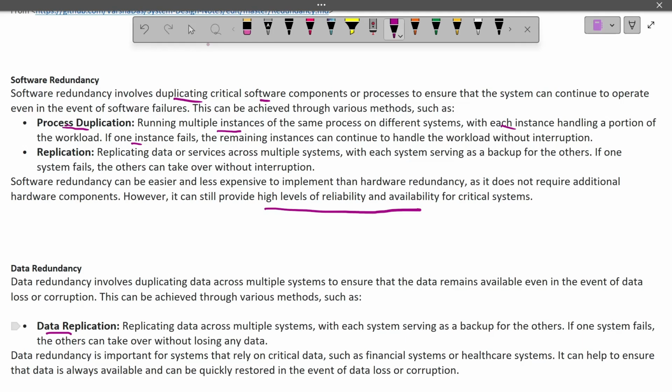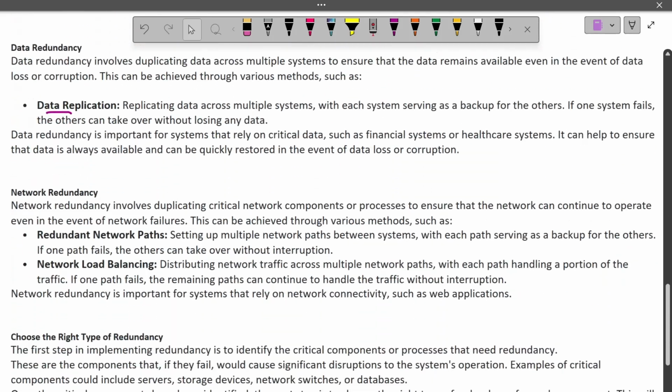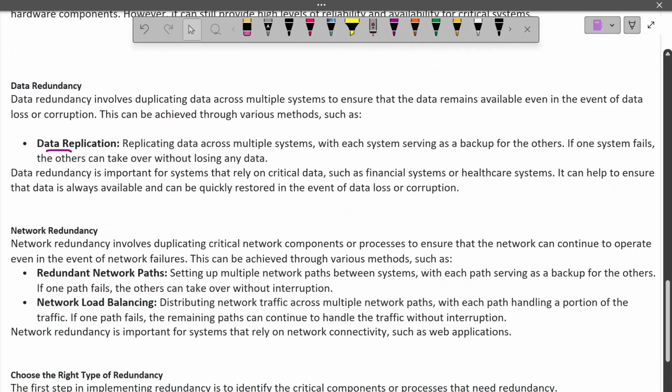We cannot tolerate our data getting corrupted and losing it forever. We should never end up in such a situation, especially for mission critical applications and businesses: your healthcare, your fintech, your aviation, your banking, all of that. So we always have to ensure critical data should always be replicated. So we covered hardware, software, data, and finally network redundancy.